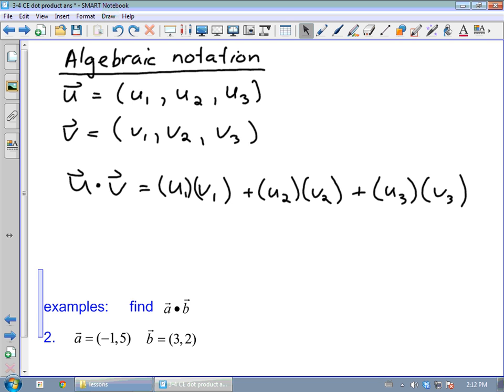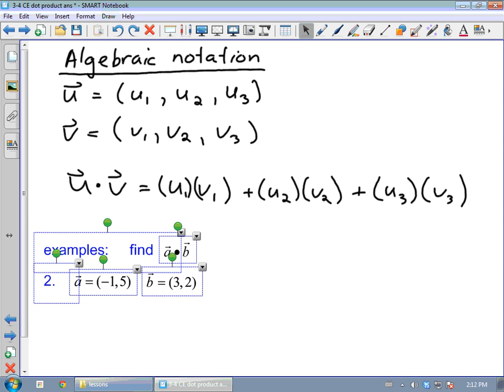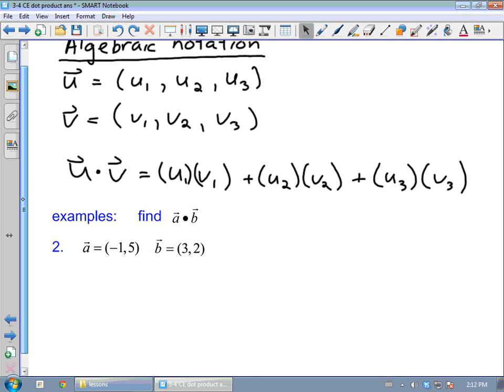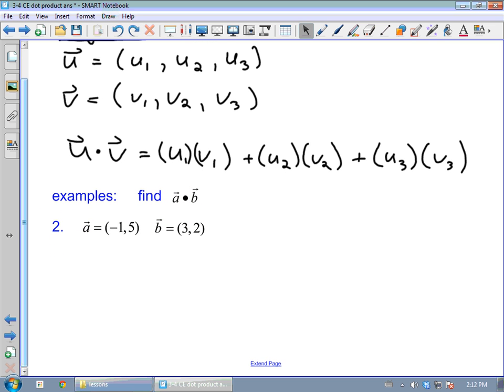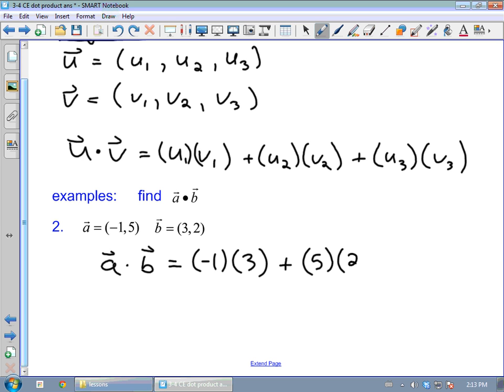So this is pretty simple to do. Okay? If we want to find our dot product, we're given two vectors here. A is -1, 5, and B is 3, 2. And we want to find A dot B. Okay. We are just going to take our two x components, -1 and 3, multiply them together. To this, we are going to add our two y components multiplied together. 5 times 2.